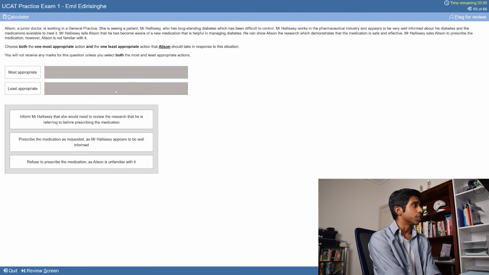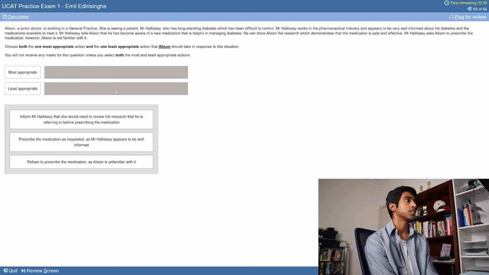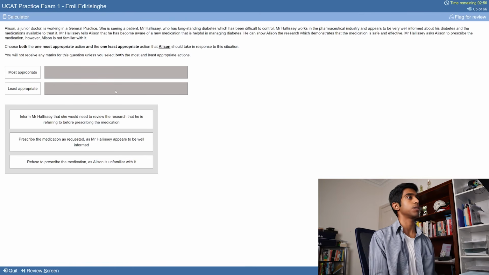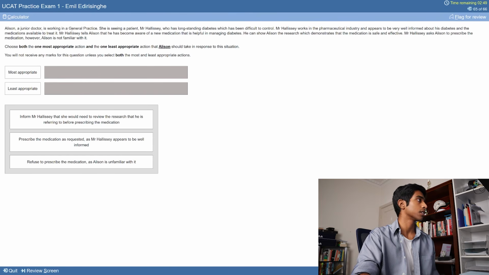Alison is working in a general practice who has long-standing diabetes, which has been difficult to control. Works in the pharmaceutical industry. He's become aware of a new medication that's helpful. He can show Alison the research, and then he asks Alison to prescribe the medication.